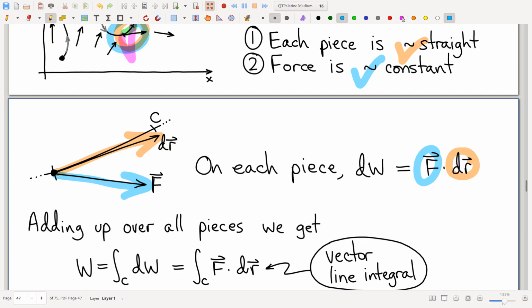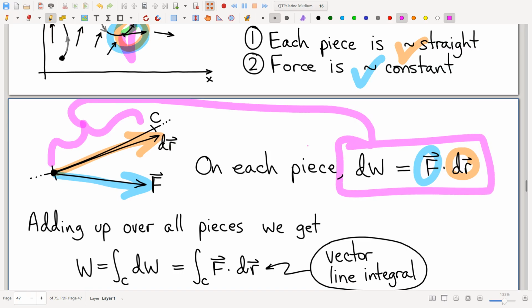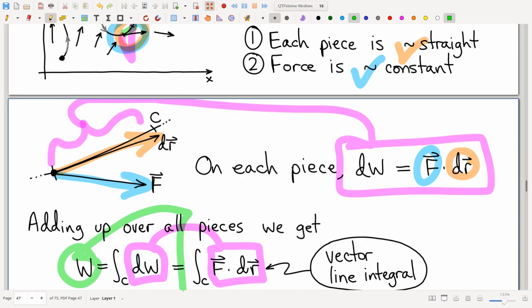And on, therefore, that little piece of curve, the work on that little piece of curve is force dot displacement. So F dot dr. And adding up little pieces of work over the whole gives us a grand total amount of work represented by that expression right there. How are we doing so far?